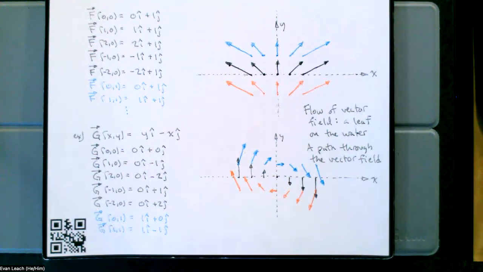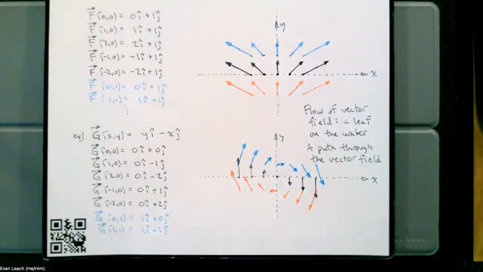So for example, if the water is going perpendicular to my path, then it's just going to be pushing me along to the side. It's not really fighting against my forward motion. It's just pushing me along to the side. But if the water is coming in at a 45-degree angle into my face, some of that vector field is working against my forward progress.